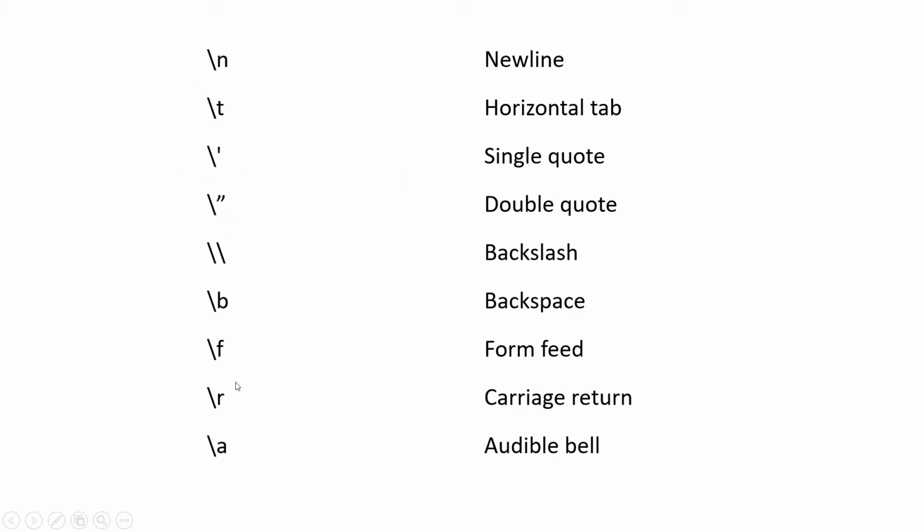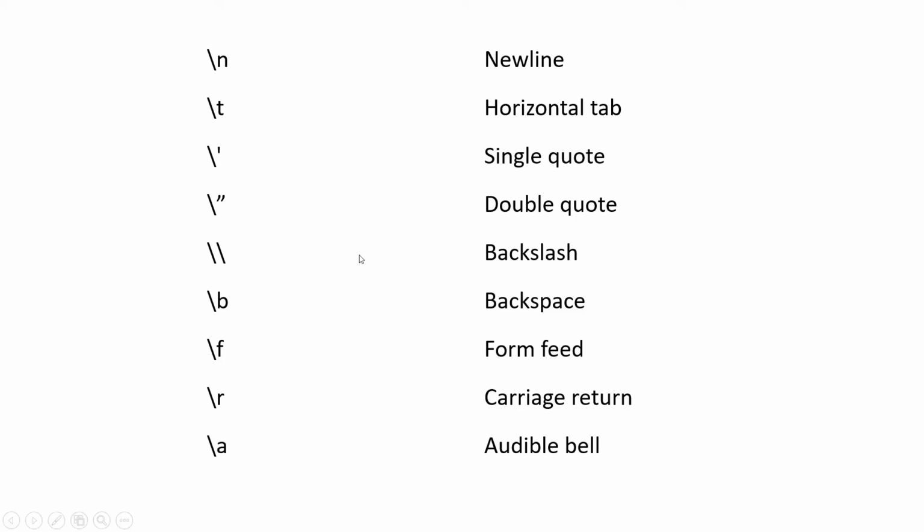So these are the most useful escape sequences. The backslash is important. It comes first in every escape sequence. The \n is used for a new line. \t is used for a horizontal tab. \' is the single quote. If you are printing a single quote on the screen, you will not be able to print it without the \'.